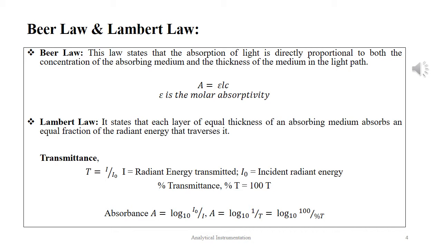Lambert law states that each layer of equal thickness of an absorbing medium absorbs an equal fraction of the radiant energy that traverses it. Hence, transmittance T equals I by I naught, where I is the radiant energy transmitted, I naught is the incident radiant energy. Percentage transmittance equals 100T. Absorbance A equals log 10 base I0 by I, or A equals log 10 base 1 by T equals log 10 base 100 by percentage transmittance.